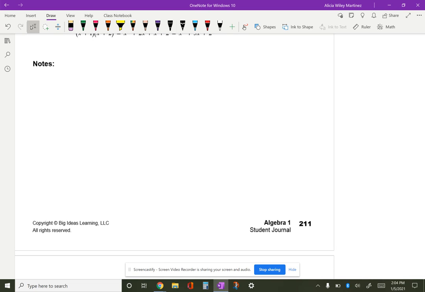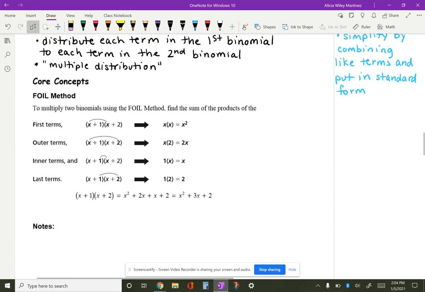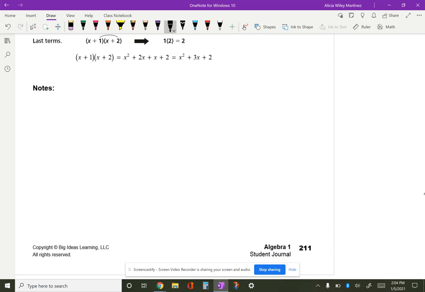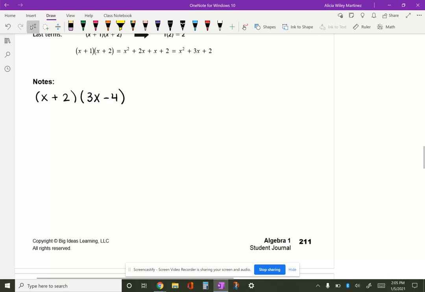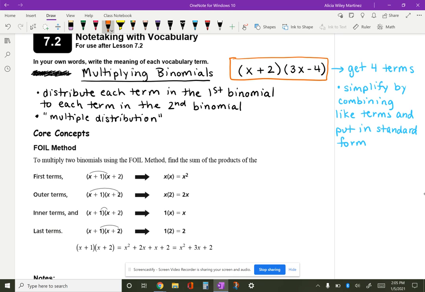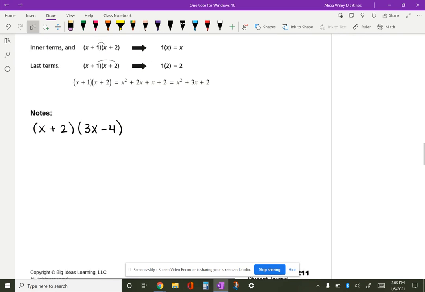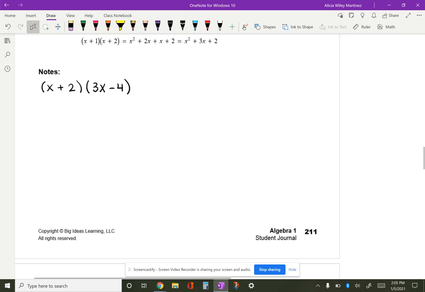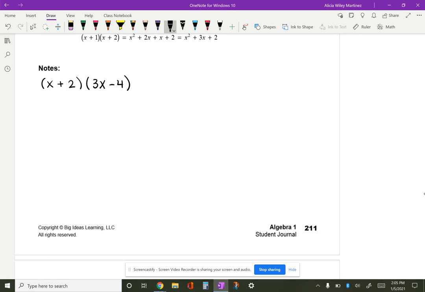So in the notes section, I'm going to take that problem. I've already forgotten what it was. X plus 4, or sorry, X plus 2 times 3X minus 4. Okay. There's lots of examples that we could give, but this is what I'm going to start with. So I'm going to use this idea right here that I talked about, where we distribute each term in the first binomial to each term in the second binomial, doing what we call multiple distribution. Okay, so here is method number 1.